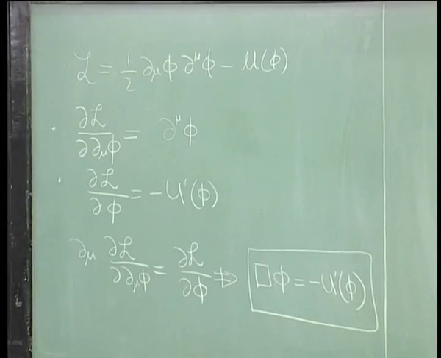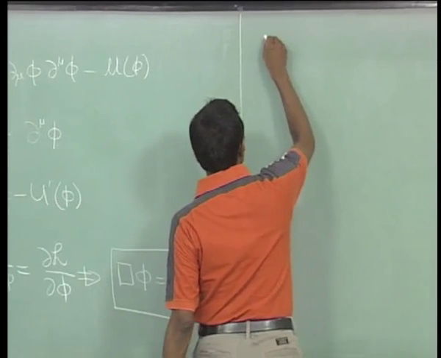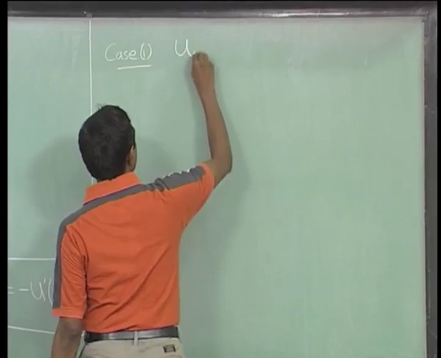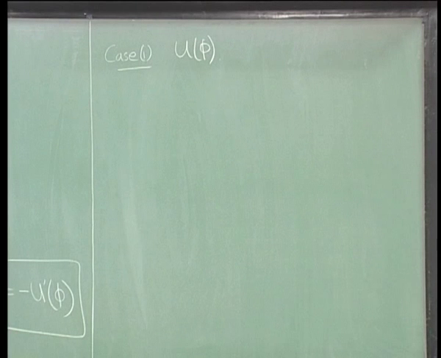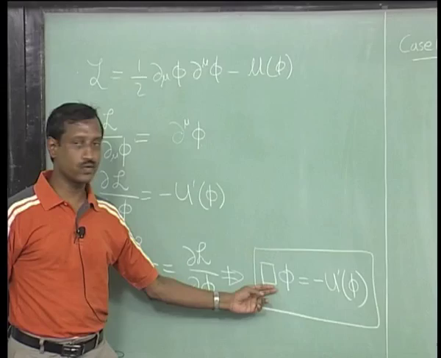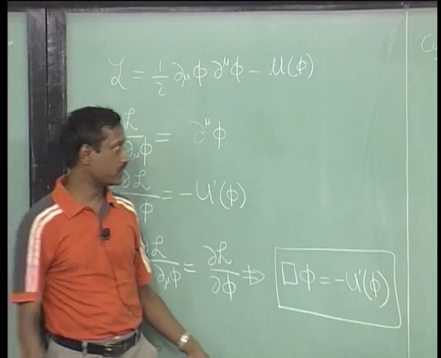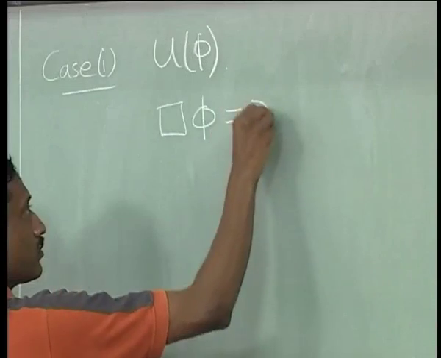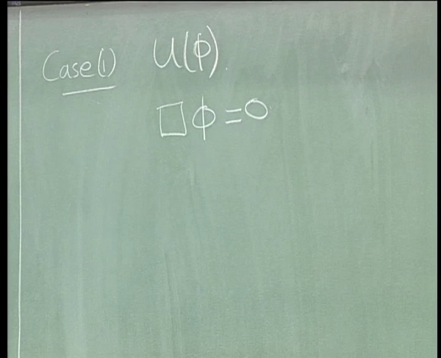Okay. So, we can take a few cases before we come back to that thing. First, no potential. Okay. So, this term is 0. So, you get box phi, or the D'Alembertian of phi, equal to 0, and this equation is the massless Klein-Gordon equation.